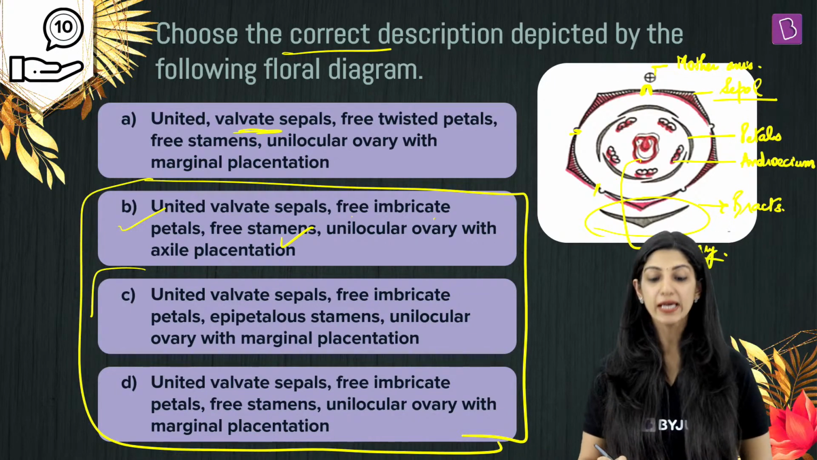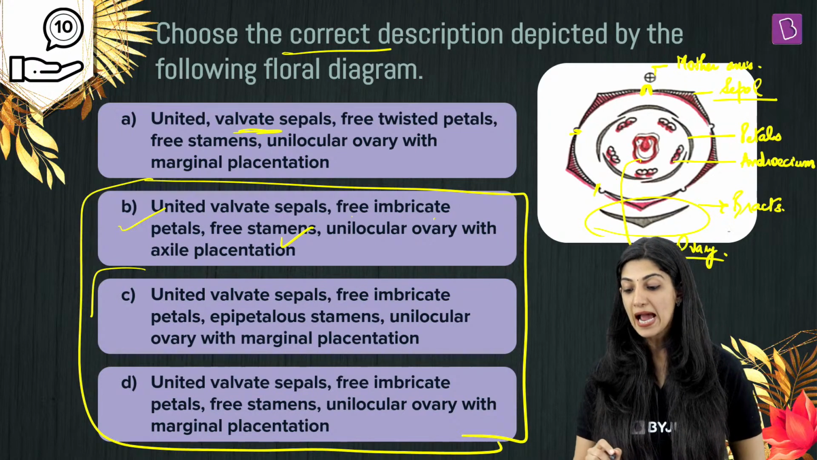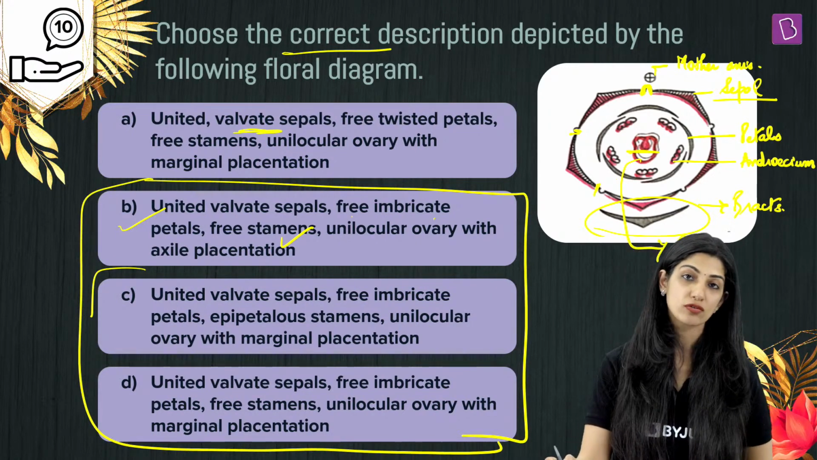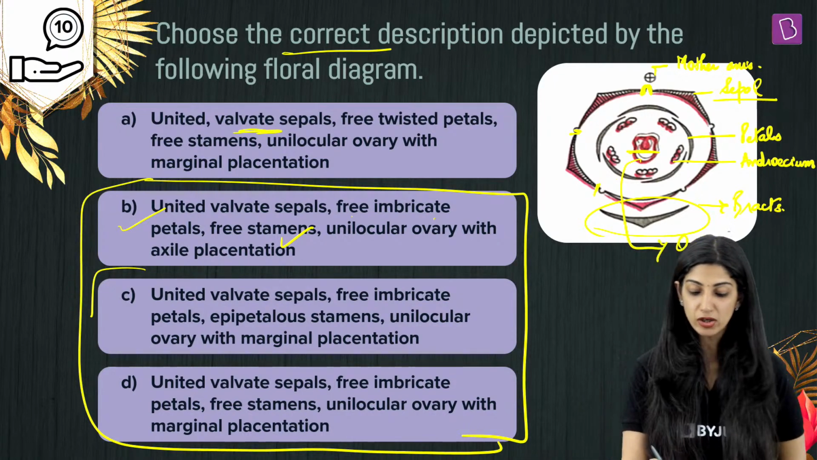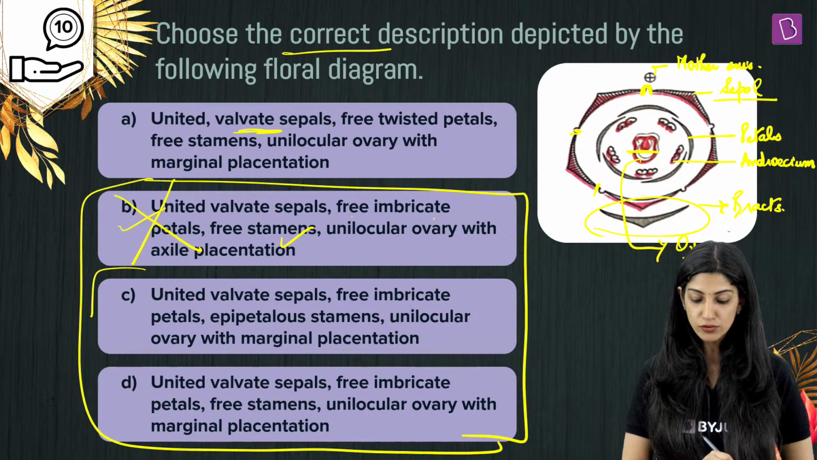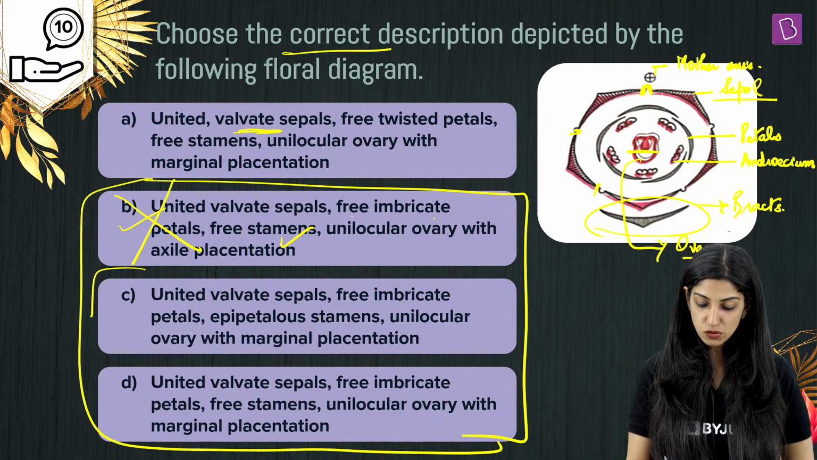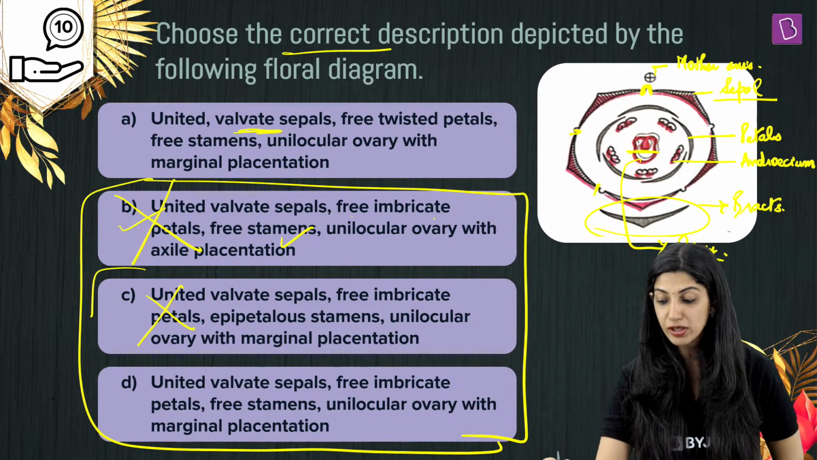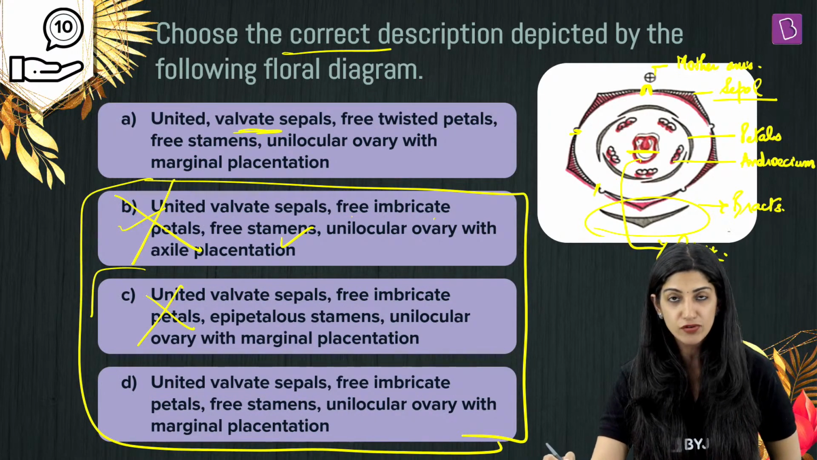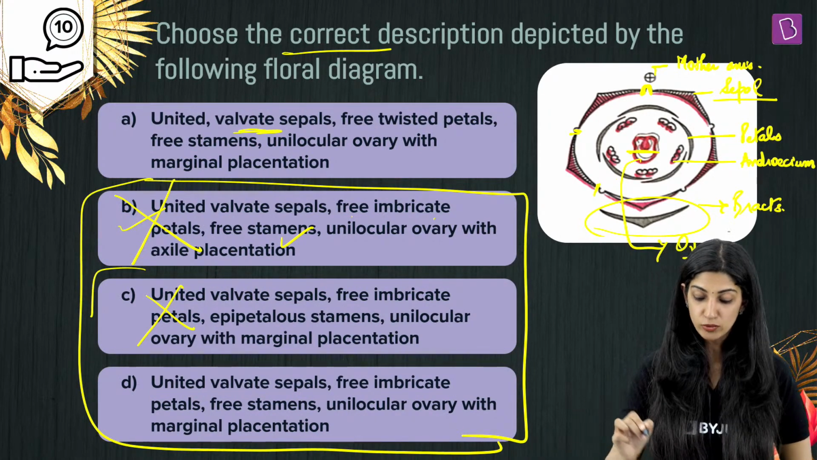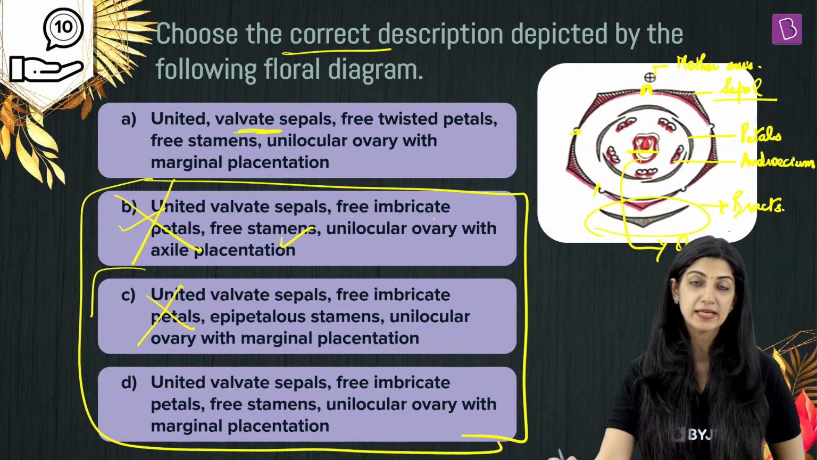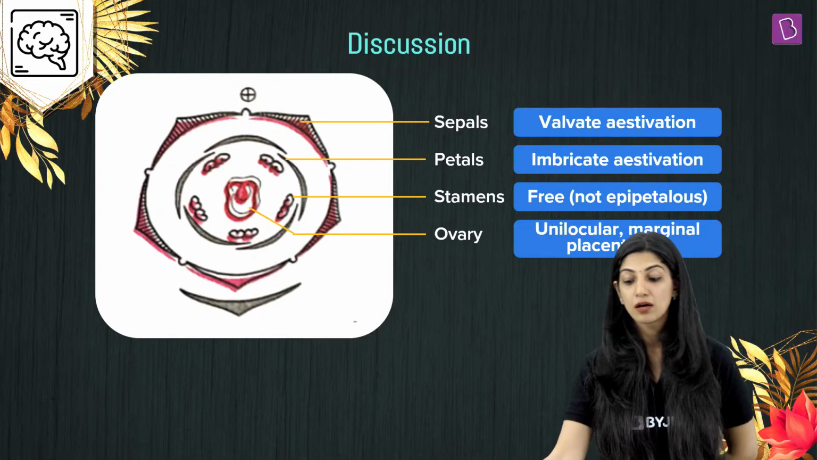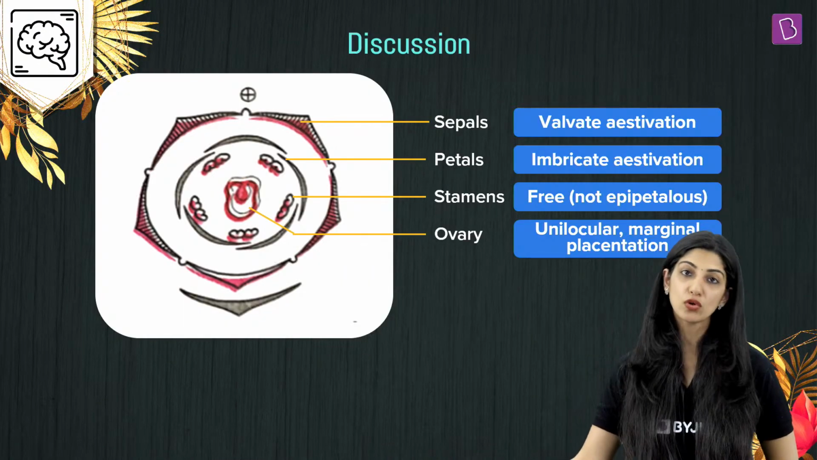The ovary has only a single locule. And what kind of placentation is this? It is a marginal placentation. If it was axile, I cannot mark this. This also is ruled out because there is no epipetalous condition. I don't see the stamen fusing with the petal. Do you see the stamen fusing with the petal? No. But you definitely see marginal placentation and a unilocular ovary. The ovule is arising at the margin of the ovary.